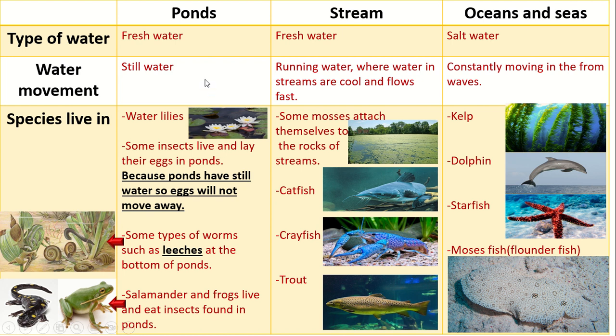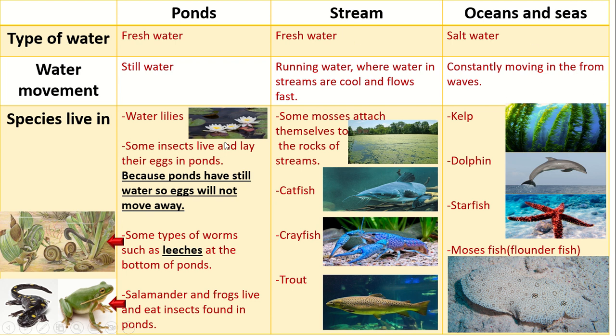What about the water movement? In ponds it's still water. It cannot move. In streams it's running or flowing water. Okay, what about the ocean and sea? The water is constantly moving in its place in the form of waves. It's not flowing or running.